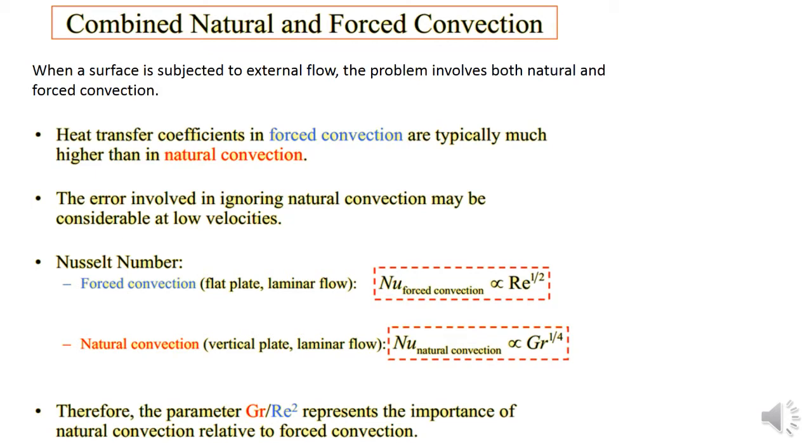Nusselt number, forced convection, flat plate laminar flow. The Nusselt number for forced convection is directly proportional to the Reynolds number with the power of 1/2. Natural convection, vertical plate laminar flow. The Nusselt number for natural convection is directly proportional to the Rayleigh number with the power of 1/4. Therefore, the ratio of Grashof number to Reynolds number to the power of 2 represents the importance of natural convection relative to forced convection.